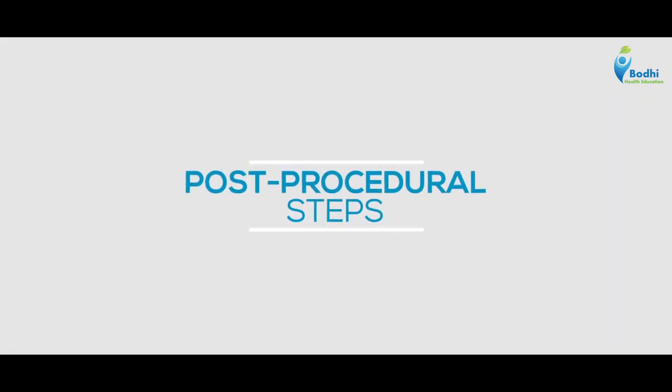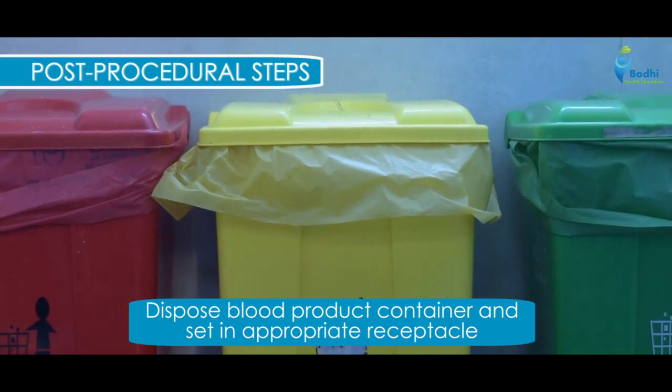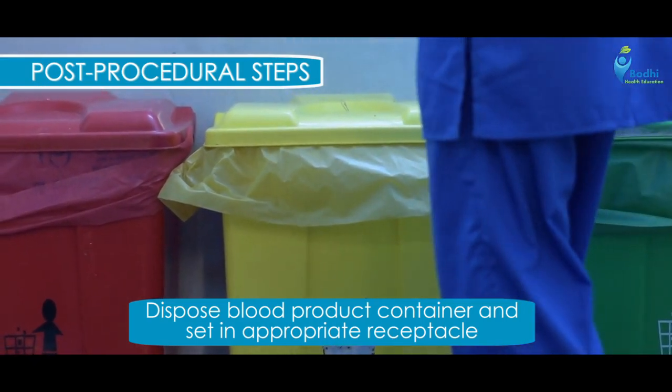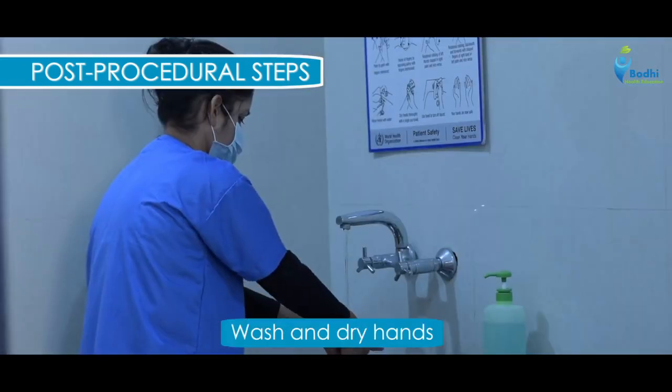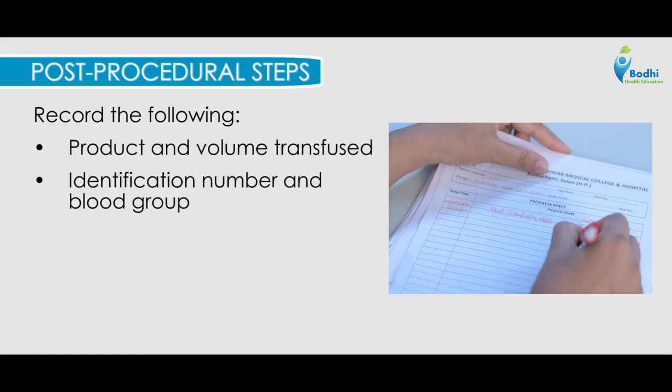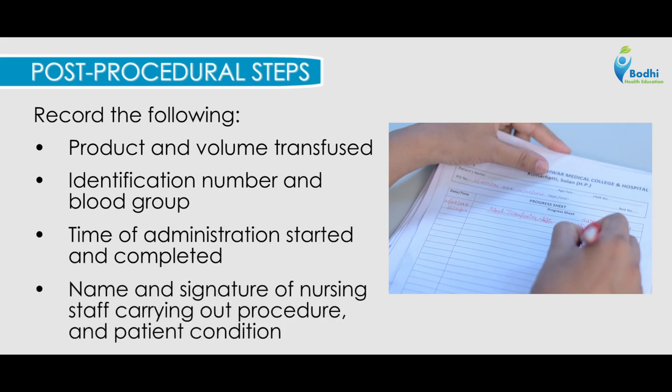Now, move on to the post-procedural steps. Dispose blood product container and set in appropriate receptacle as per BMW policy of the hospital. Wash hands to prevent infection. Record the following: product and volume transfused, identification number and blood group, time of administration started and completed, and signature of nursing staff carrying out procedure and patient condition.